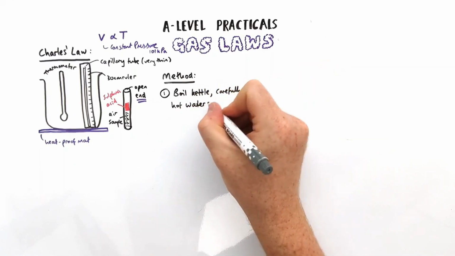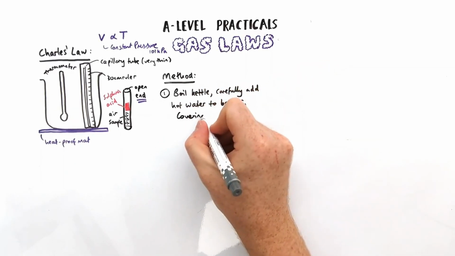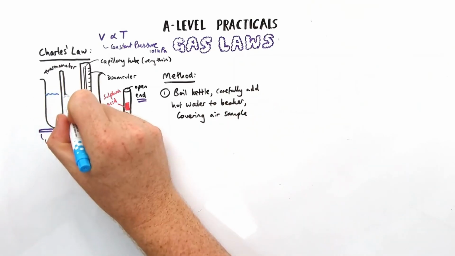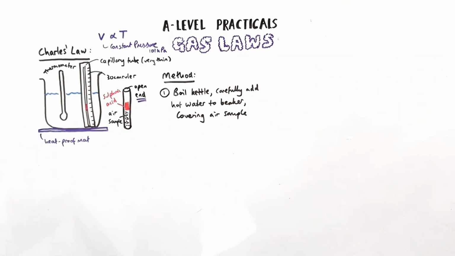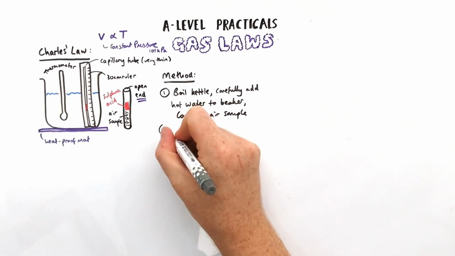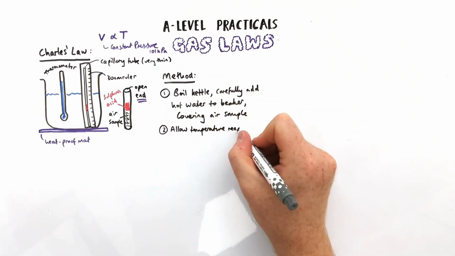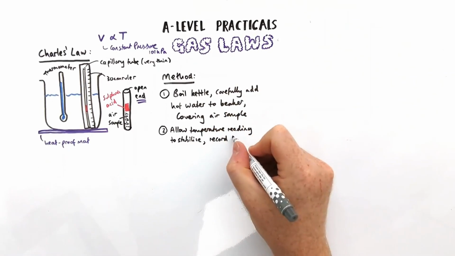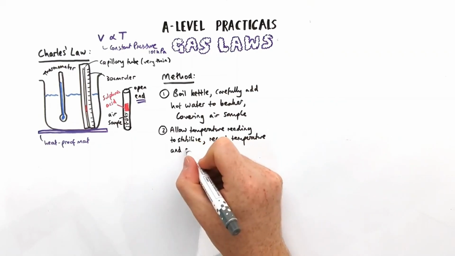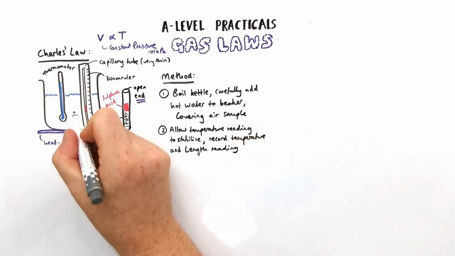The first thing to do is to boil a kettle and carefully add hot water to the beaker, and it's got to be high enough to cover the air sample, so to cover basically the sulfuric acid as well as the air sample. It's really important to allow the temperature reading to stabilize, to make sure you're not recording the temperature too soon, before the water's heated the thermometer up to the appropriate level. Then you're going to record the temperature and the length reading.